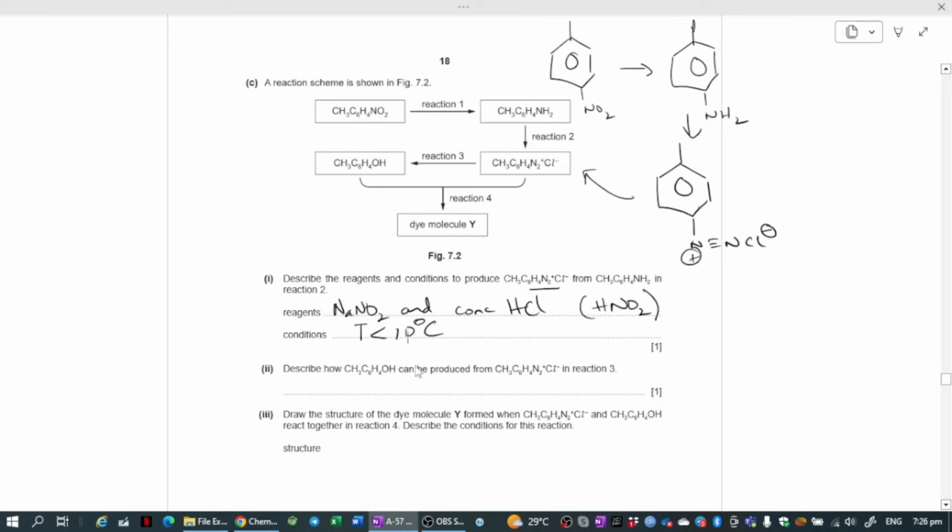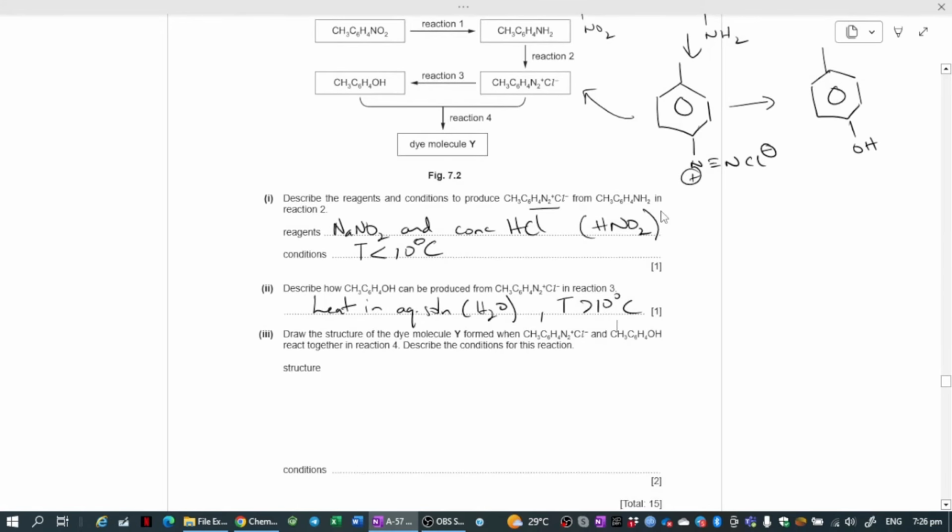Then they ask us to describe how we could get this species from this. So they are talking about this conversion. We are converting it back to a phenol. To do this, all we do is heat it in aqueous solution, which means in water. And obviously now we should specify that the temperature has to be greater than 10 degrees. You just heat it and you get this phenol product.